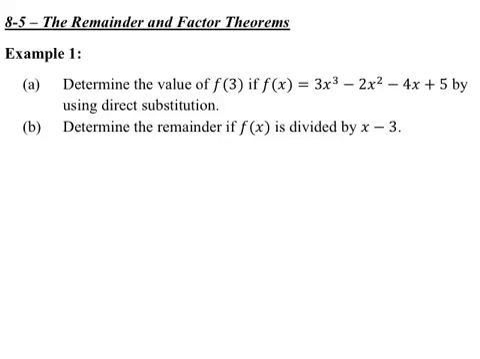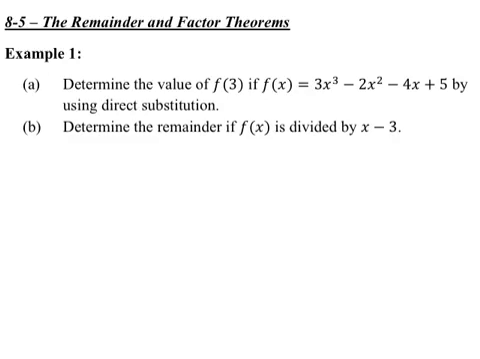So for lesson 8.5, the remainder and factor theorems, we're going to start off with an example right away. The first example says, part A, determine the value of f of 3 if f of x is equal to 3x cubed minus 2x squared minus 4x plus 5 by using direct substitution. Please recall that direct substitution is simply when you substitute the value of 3 in for x. Part B is asking to determine the remainder if f of x is divided by the quantity x minus 3.